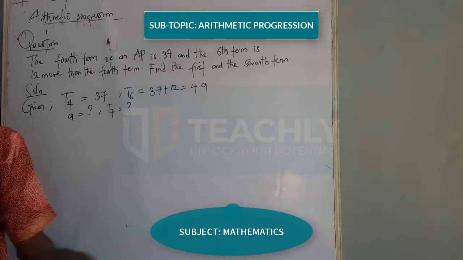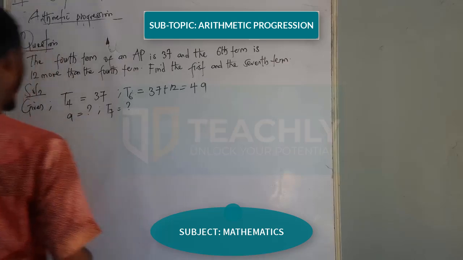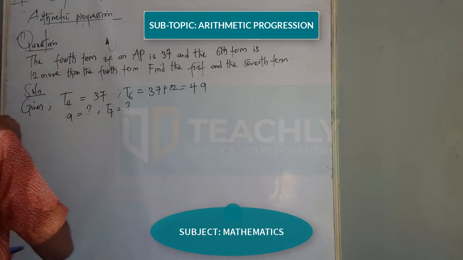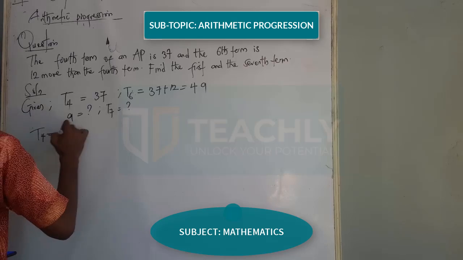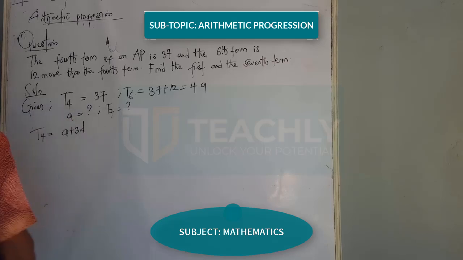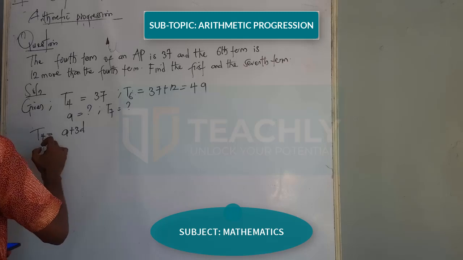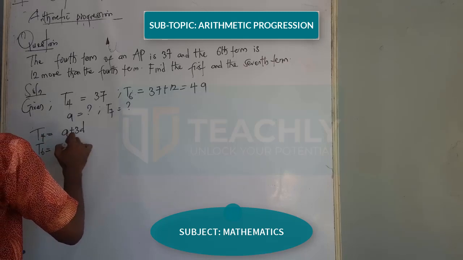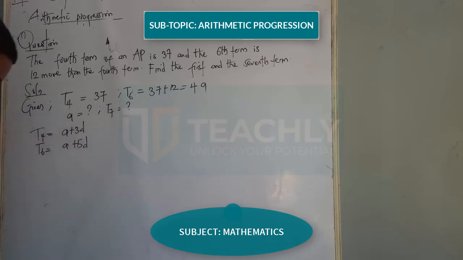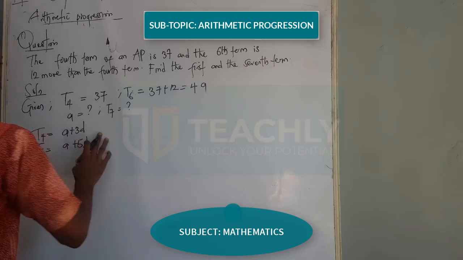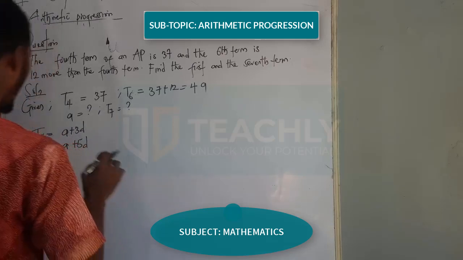So, let's define our terms. We have T4. I told us that T4 is equal to A plus 3D, right? And our T6 is A plus 5D. Now, we are going to approach this question in a logical manner.